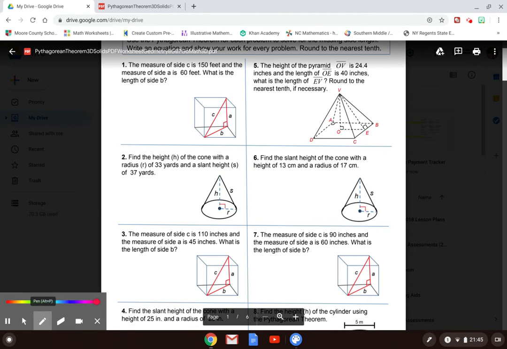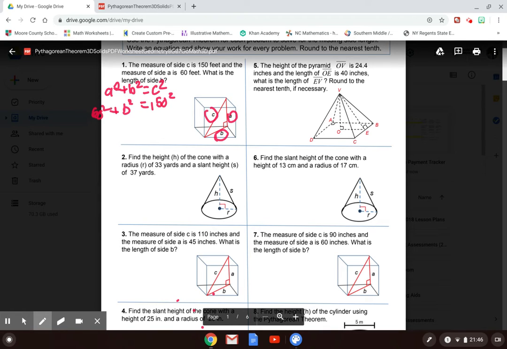If I look at this, this indeed is a right triangle. Side A is right here, and that is going to be 60 feet. We are looking for side B, which is right here, and then side C is 150. So if I write my Pythagorean theorem, I know right away that I know my hypotenuse, which is C. So that's going to be 150 squared. And then B squared is what I'm looking for. And A is 60 feet.